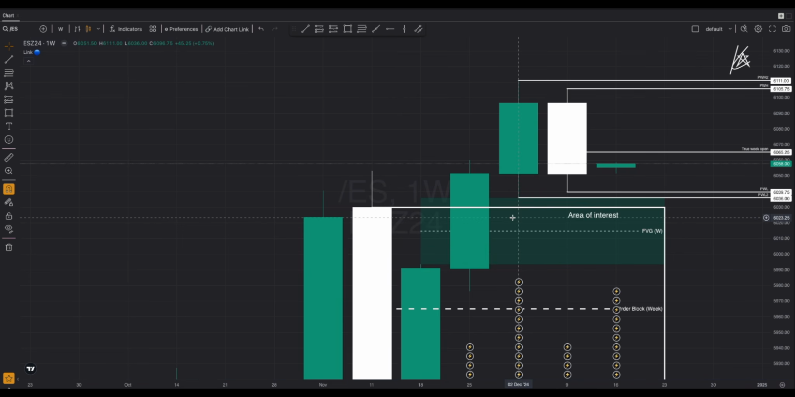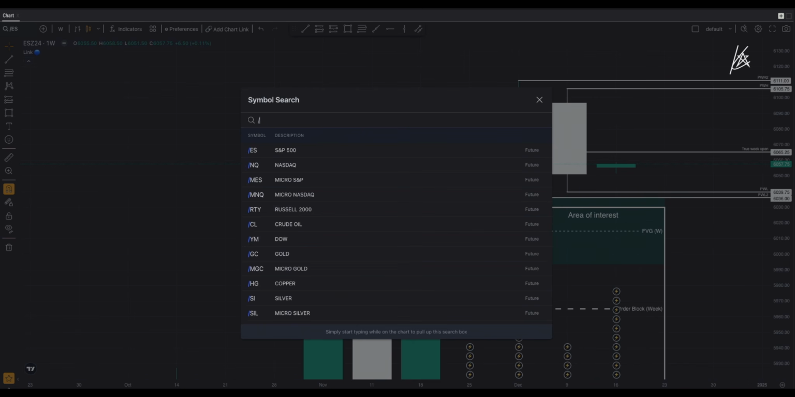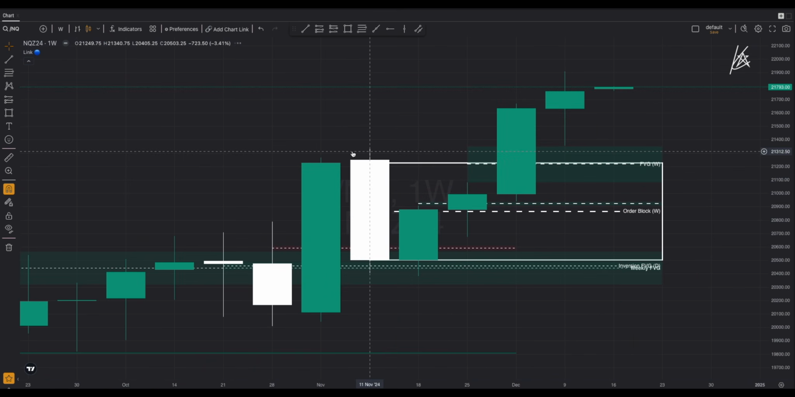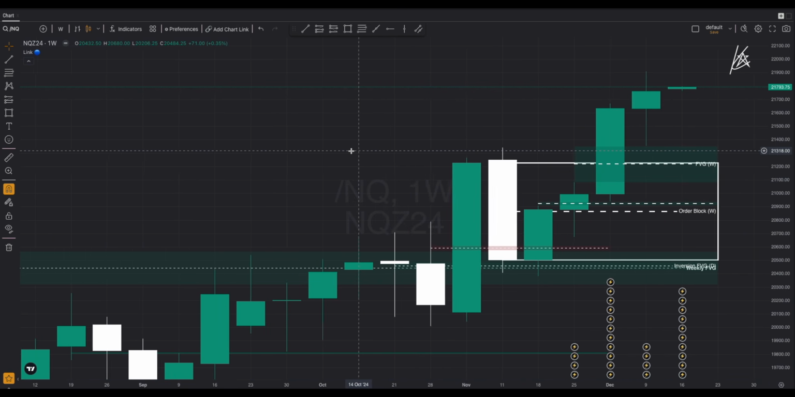I am definitely not going to try to get too far ahead of myself in terms of what the next play is after that, but you can probably guess what I'm thinking, what I'm going to be looking for when this area is reached. So next we're going to take a really quick look at NQ. And NQ is very similar, just a little bit different though.